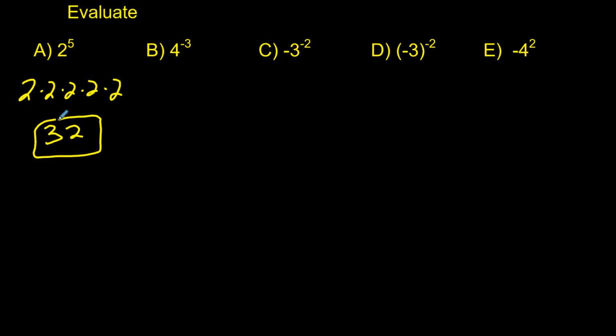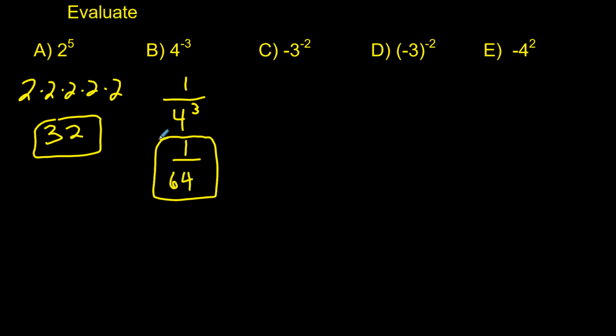So 4 to the negative 3 is what we just talked about in the previous slide. This would be 1 over 4 to the third, which is 1 over 64. And so you should be able to do pretty much all of these without a calculator. You could do 4 to the third without a calculator. It would be 4 times 4 is 16, and 16 times 4 is 64.